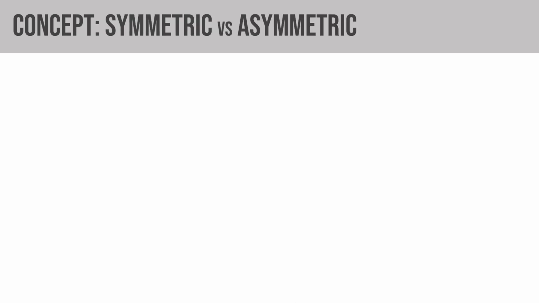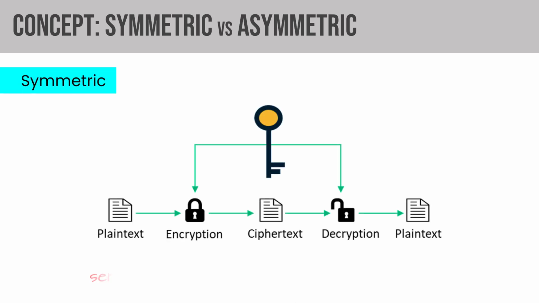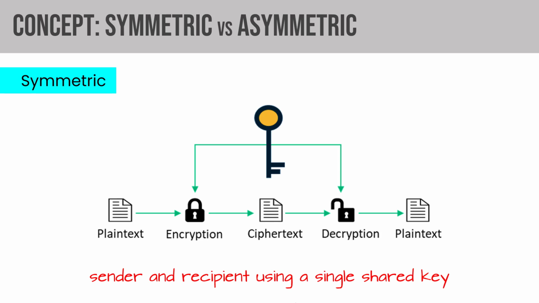So we'll start by talking about symmetric encryption versus asymmetric encryption. In symmetric encryption, the sender and recipient communicate using a single shared key. That's how they encrypt and decrypt data. An example of a symmetric encryption algorithm is AES, commonly used in the Windows world. And symmetric algorithms tend to be quite fast, and they are used in bulk data encryption.